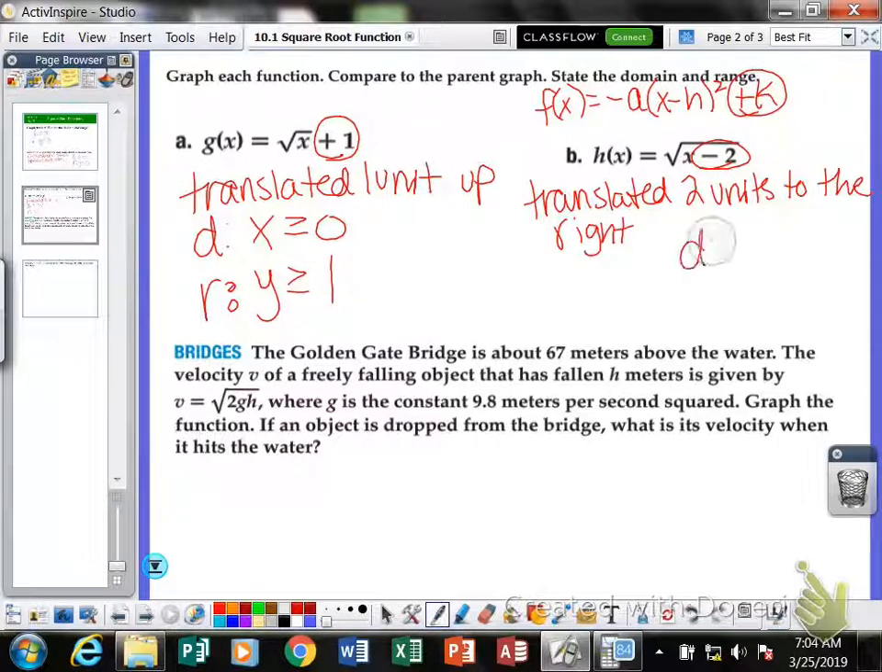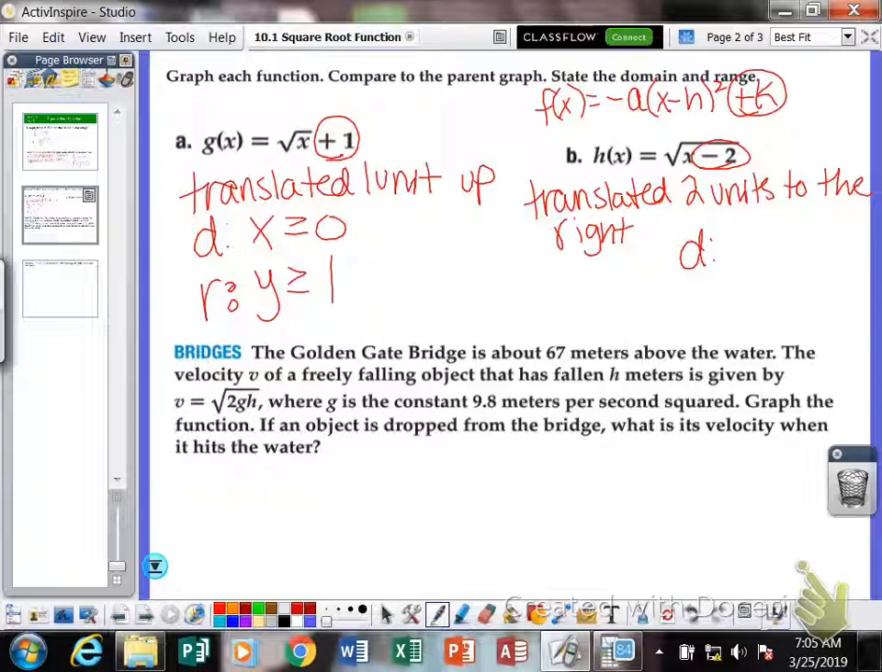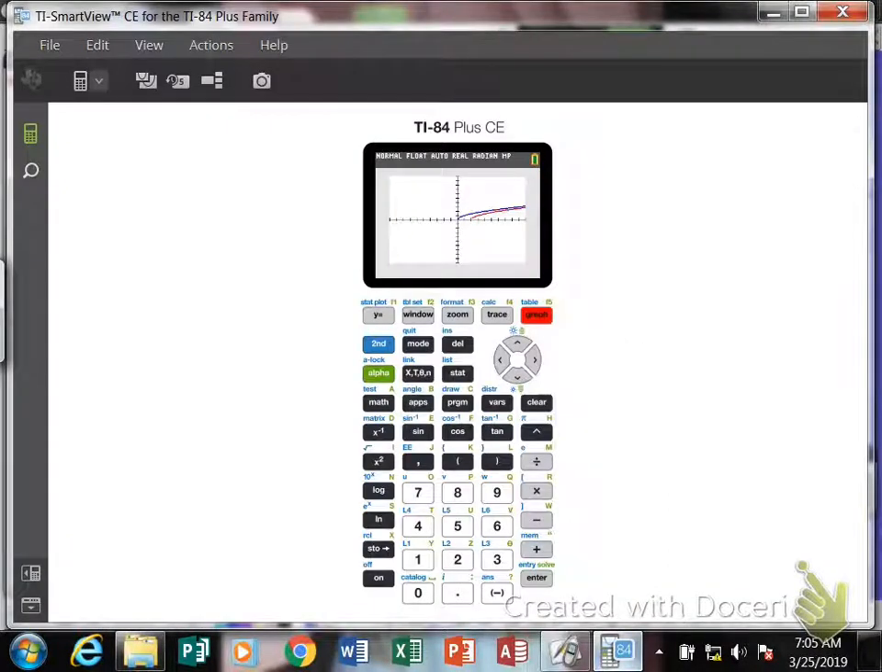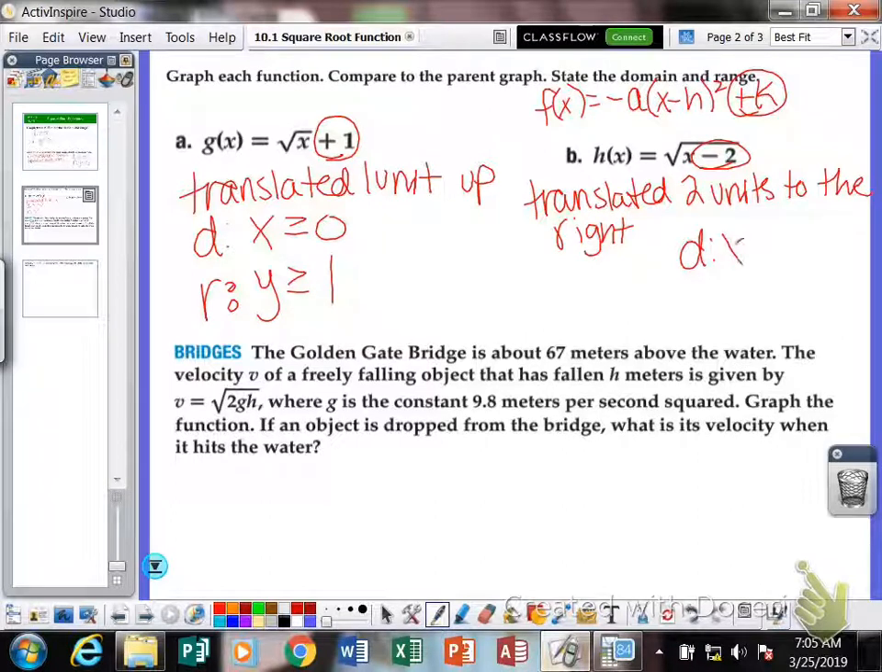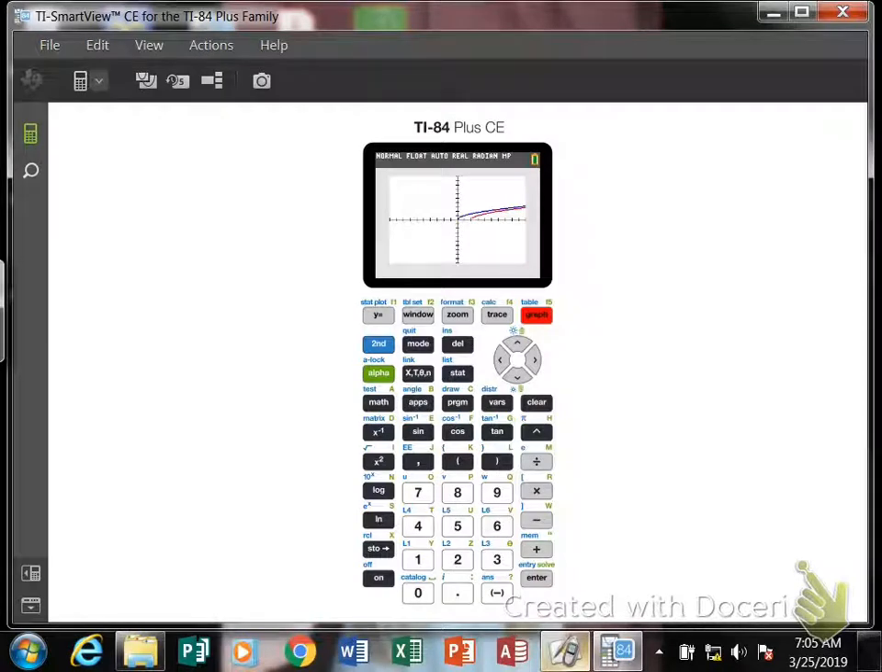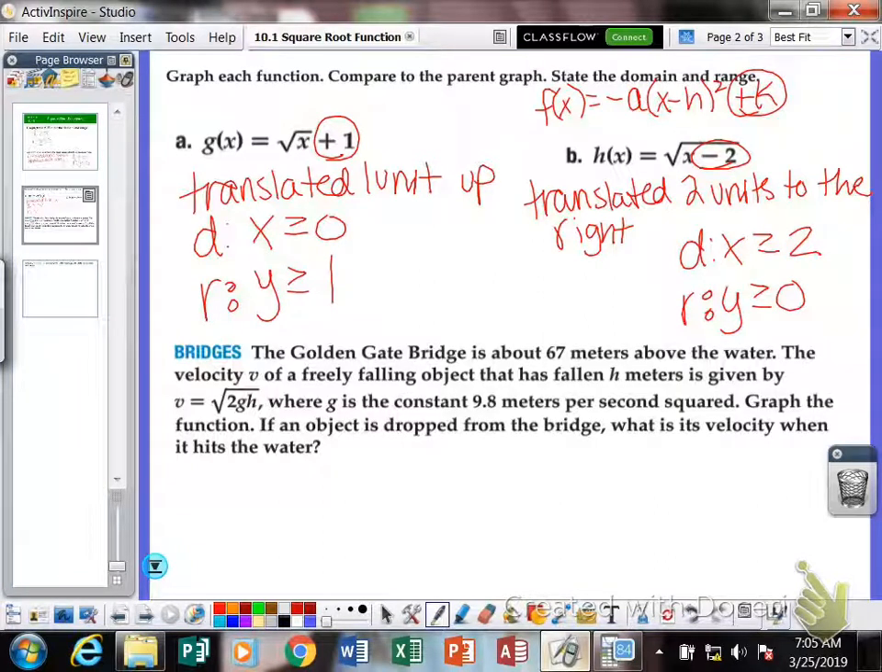And then our domain, what can go in for our domain? Well, looking at our graph, 0, because it's not part of it here, so 0 didn't go in, 1 can't go in, 2 can go in. So for this one, our x is greater than or equal to 2, and then our range would be y is greater than or equal to 0. And if I go back to my graph, notice that it's starting here at 0. And if you do it mathematically, put a 2 in for x, 2 minus 2 is 0, and the square root of 0 is 0. So if you substitute that back in.